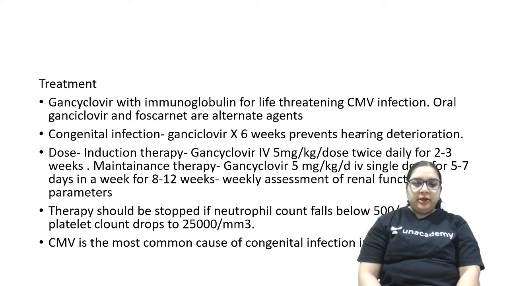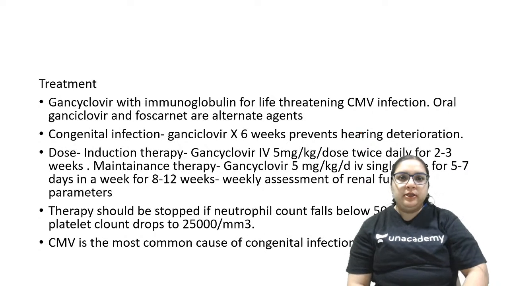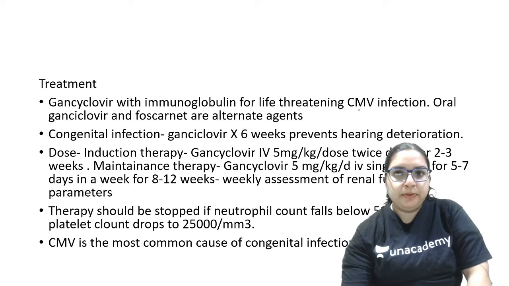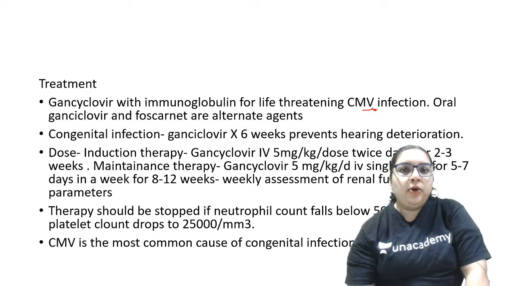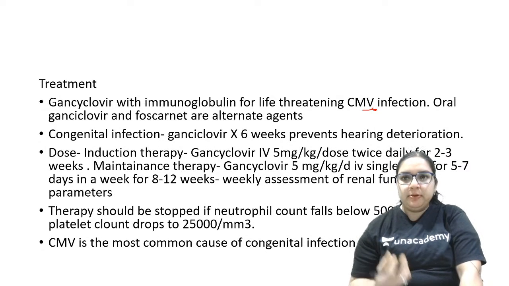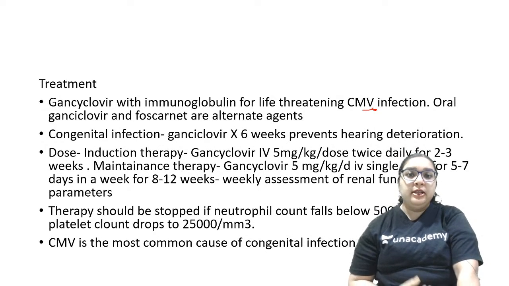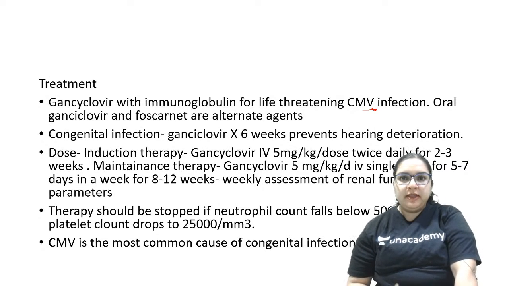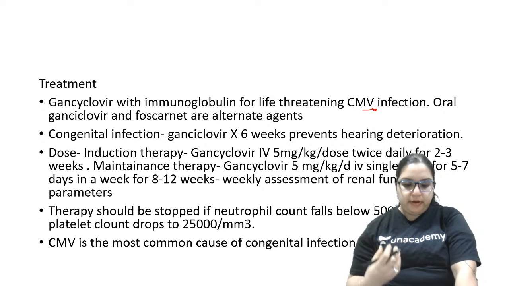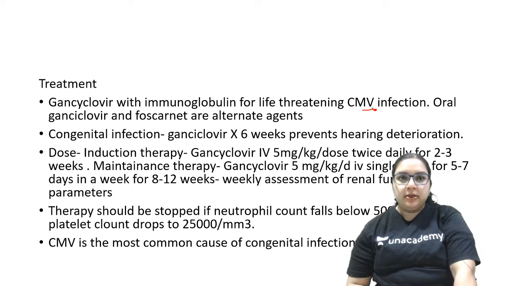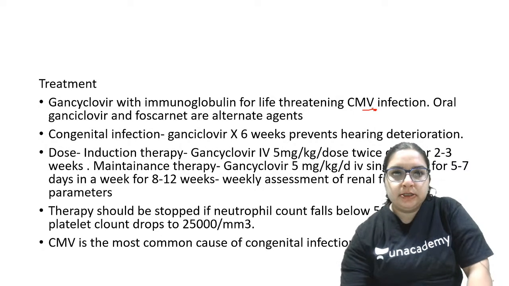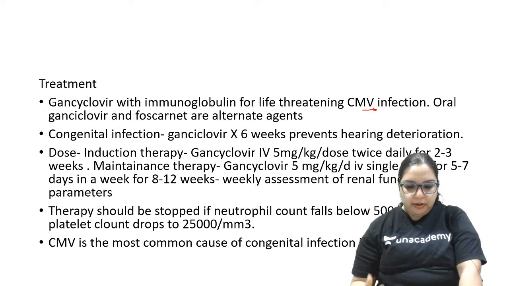Now coming to the treatment, the best treatment over here is ganciclovir with immunoglobulin for all the life-threatening cytomegalovirus infections. Okay, oral. So now we have the replacements. We have oral ganciclovir and foscarnet as well. Now, if there is a congenital infection, we have to give ganciclovir for 6 weeks to prevent any episodes of hearing loss. Right, now we have this induction therapy where the dosage, you may or may not remember the dosage.